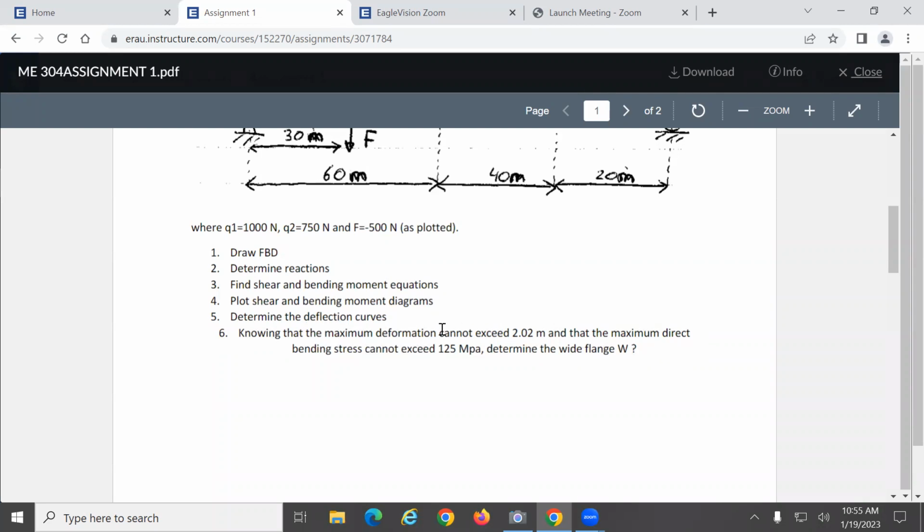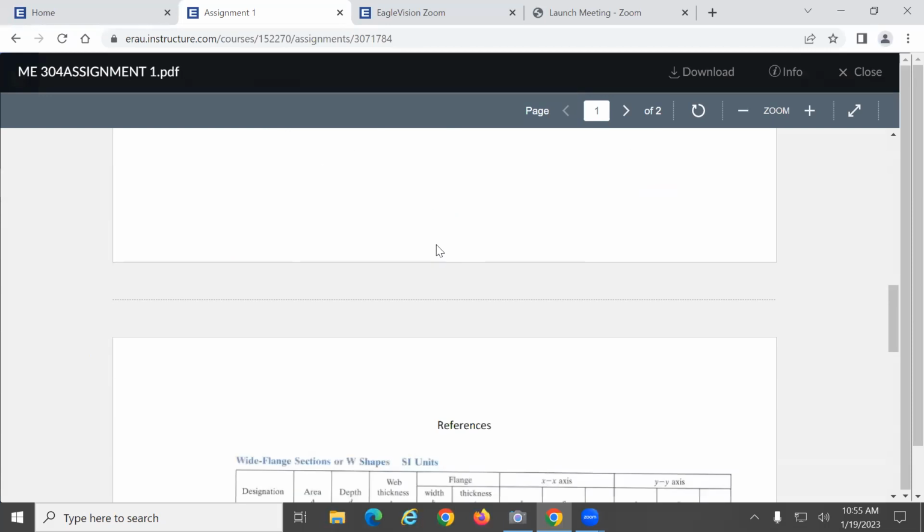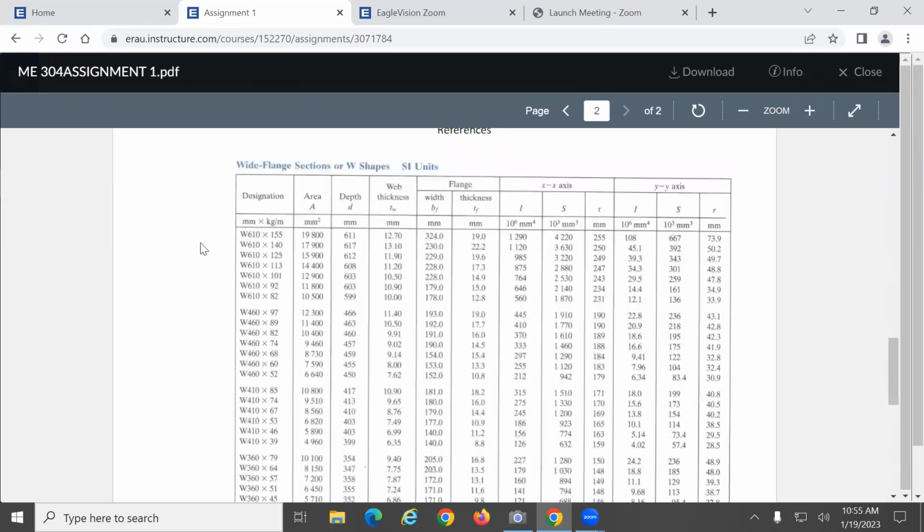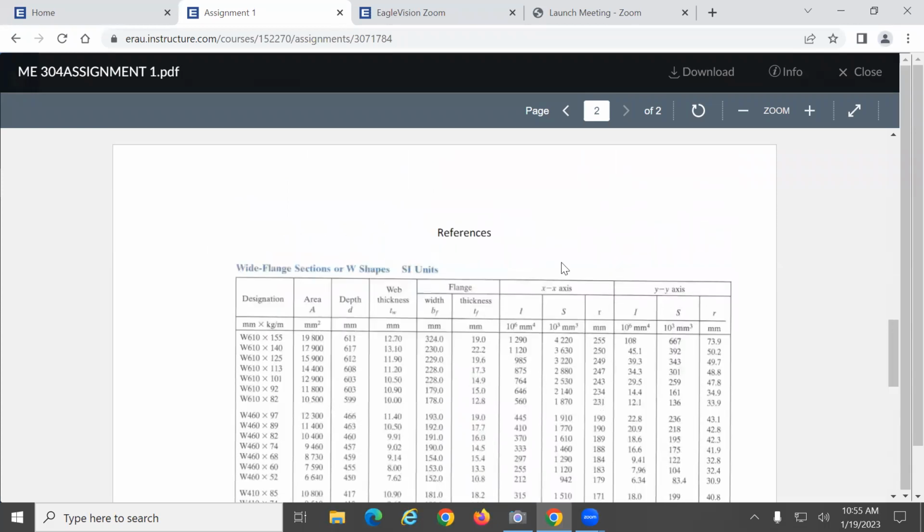So basically, knowing that the deformation cannot exceed this, and the stress cannot exceed this, you're going to have to solve for I from each one of these two, no? Okay, and then I think I plotted here. What I want you to do here is to go what? Which I do you need to use? The I of X or the I of Y?